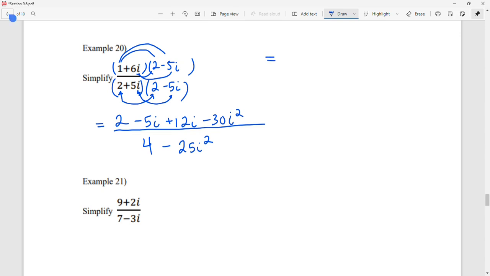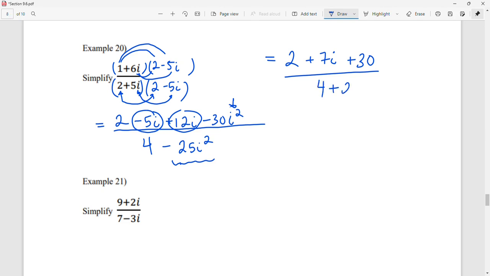So let's simplify. I can collect like terms. I have the negative 5i and the 12i together. That gives us a positive 7i. Negative 30i squared, remember this is equivalent to negative 1 times negative 30, so we'll just write a positive 30 on the top. On the bottom, this part right here, negative 25i squared, is actually a positive 25. So on the bottom we have 4 plus 25.